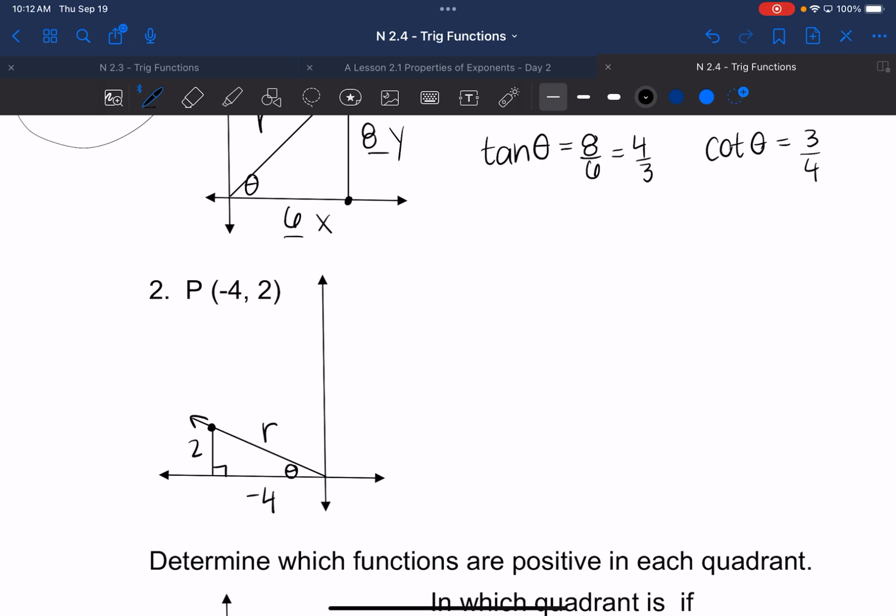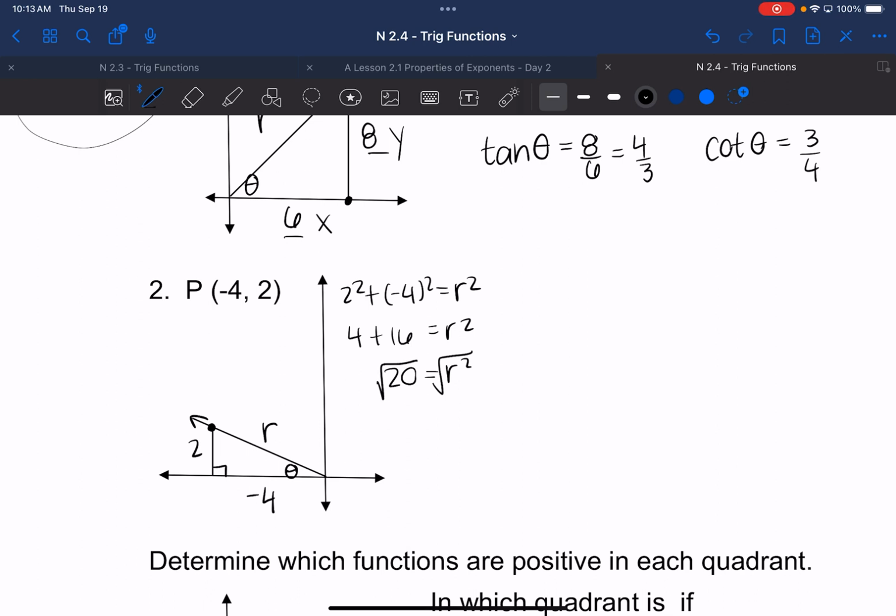Pythagorean theorem, right. So I'm going to have 2 squared plus -4 squared equals r squared, right? And 2 squared was 4, and -4 squared is 16. All right, and 4 plus 16 is 20. So we had to take the square root, right?